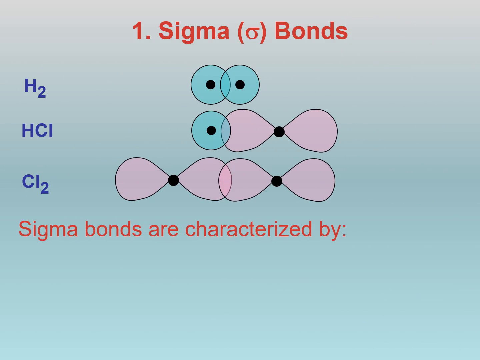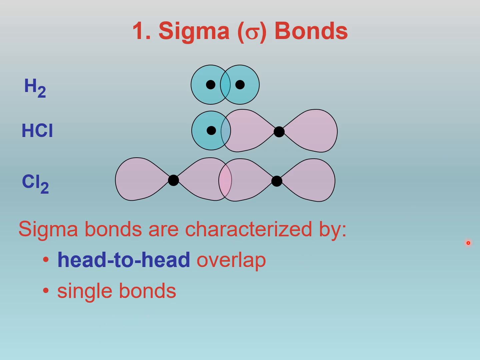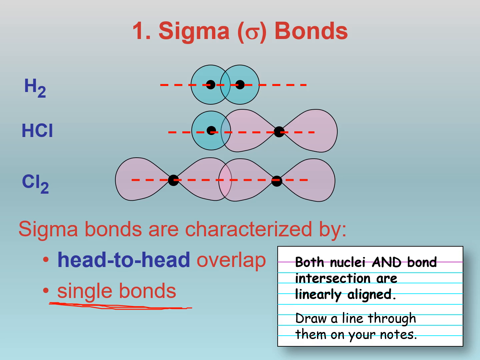Sigma bonds are characterized by head-to-head overlap. So they just hit head-on and they overlap one time in one place. This is what's important. If nothing else, this is what you need to remember right here. Single bonds. In any single bond, we're talking about a sigma bond. So that's the key. And then this is what I was talking about. Notice the linear relationship. You can draw a line straight through the nuclei and the bond itself.